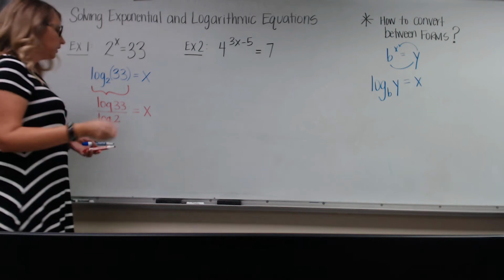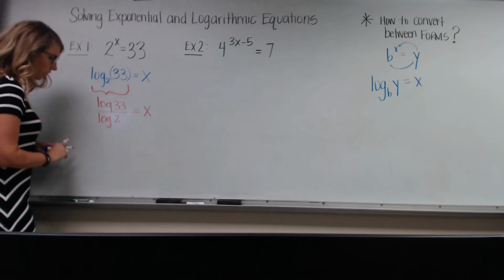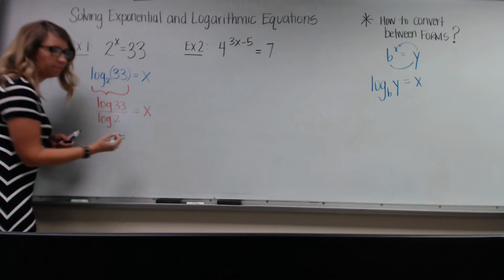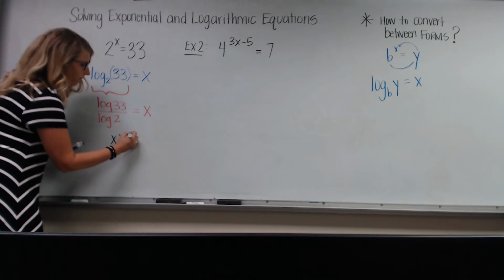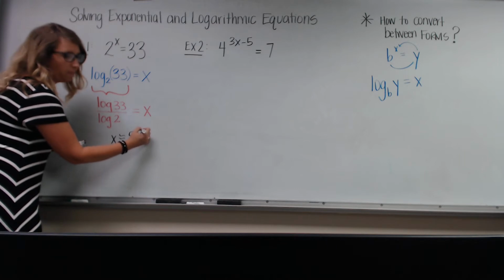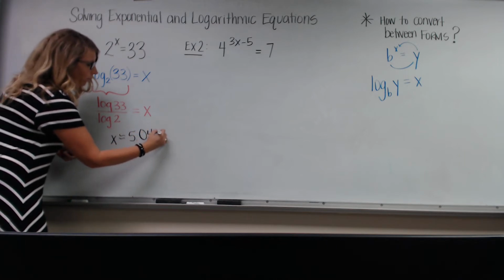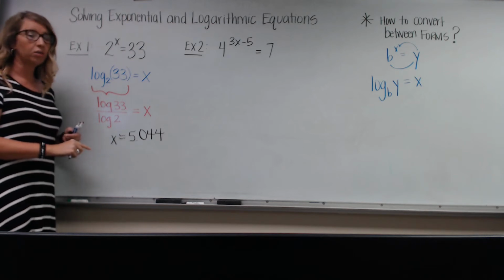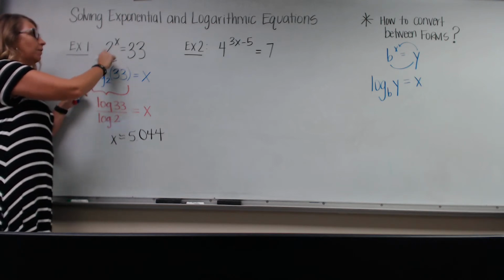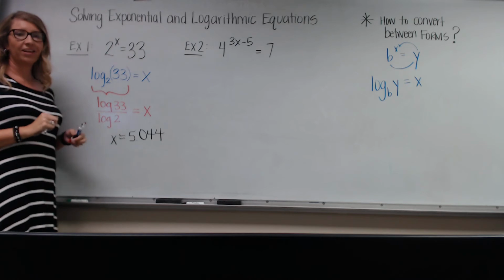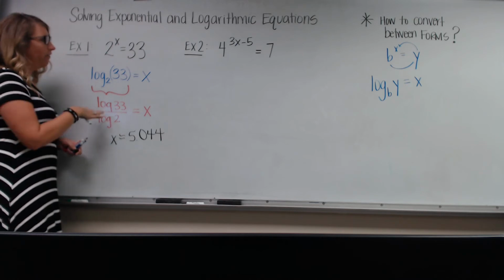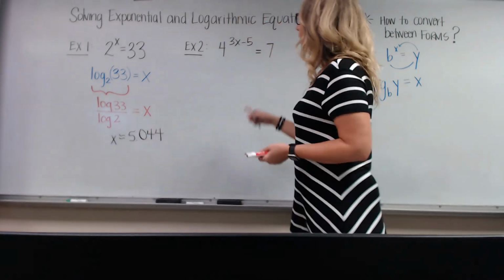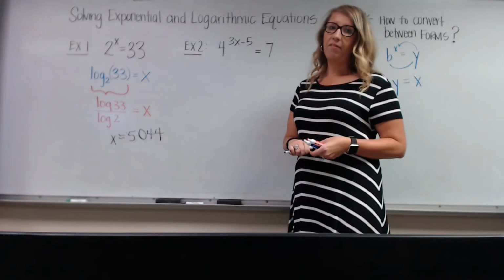So grab your calculator, type this in, and make sure you get a result that x is approximately 5.044. And that's the log of 33 divided by the log of 2, or what exponent you can raise 2 to get 33. First example. Let's look at example 2. It has a little bit more to it. This one, though, you can still solve the same way.